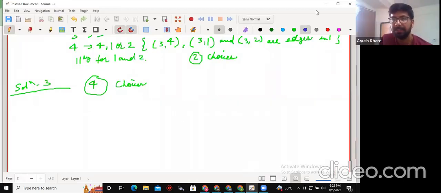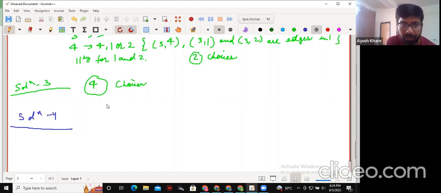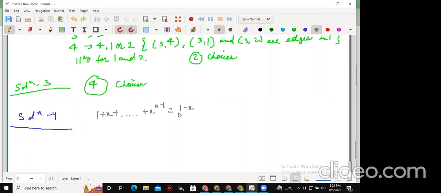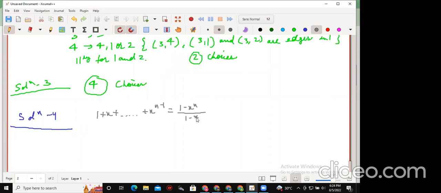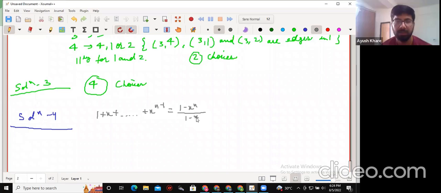So just say yes or no once I write this expression, whether that is true or not. So the solution is 4. If I write this expression as 1 plus x plus so on to x raised to n minus 1 to be 1 minus x^n divided by 1 minus x, then is it okay? Yes, this is what I'm talking about. So these two are the same, right?